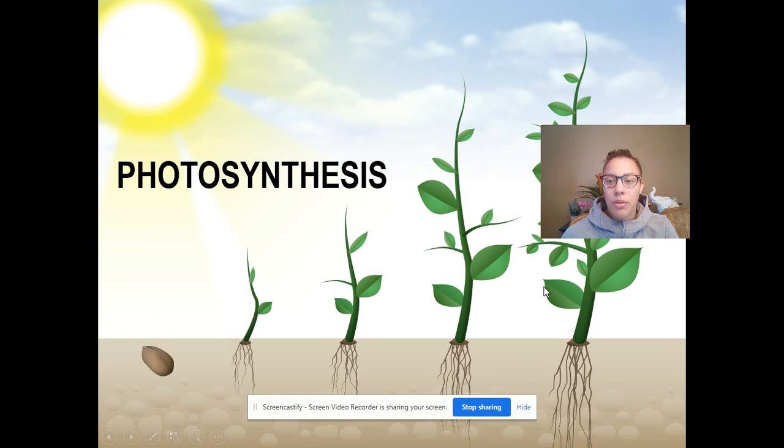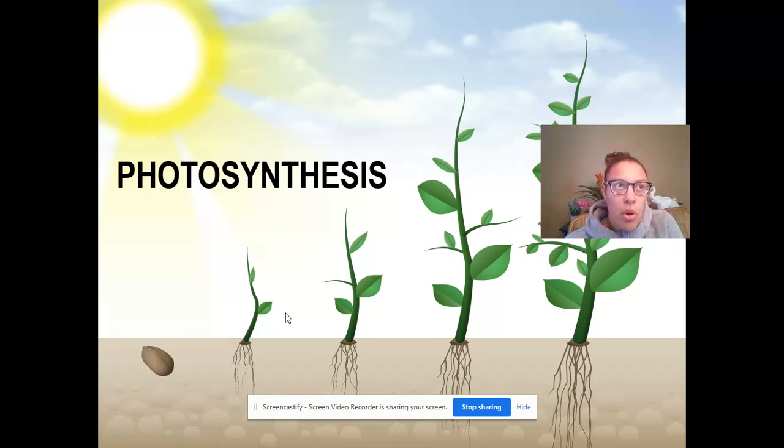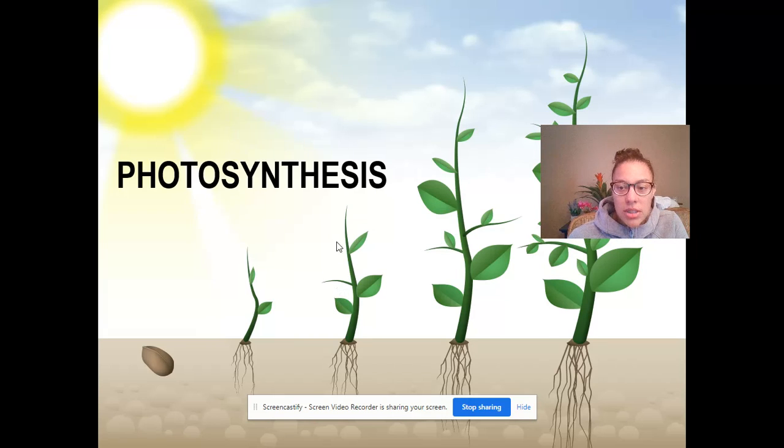Hey everyone, I'm going to go through the light dependent reactions with you for photosynthesis. So I know we already talked about kind of the introduction to photosynthesis, the chemical equation. You've done your POGL, so you've got some background information. This is here to support your understanding of the light dependent reactions.